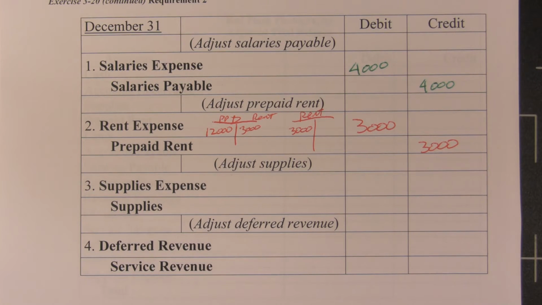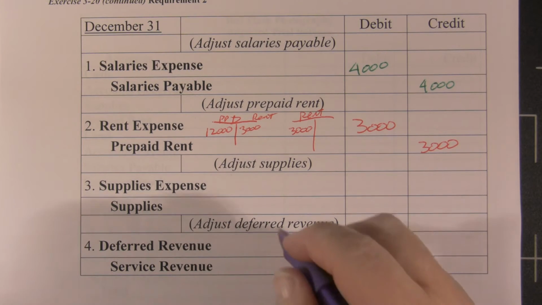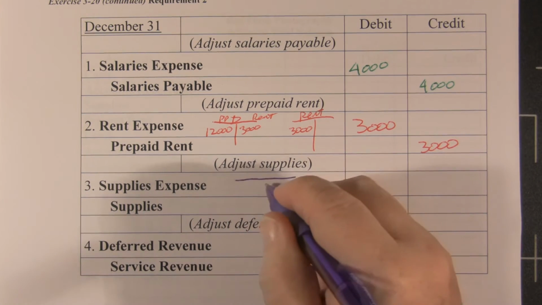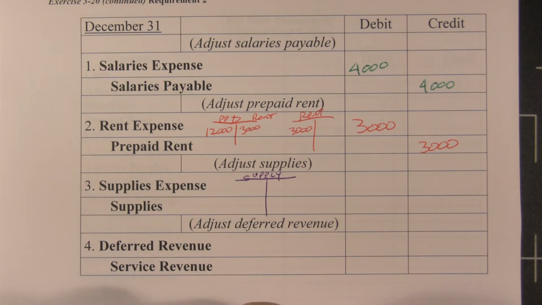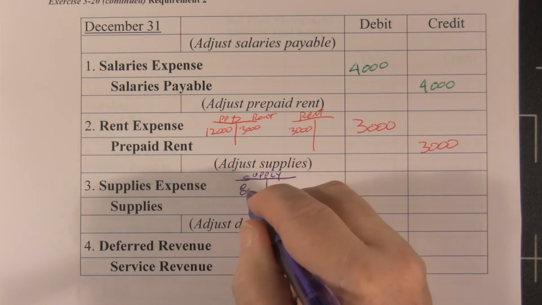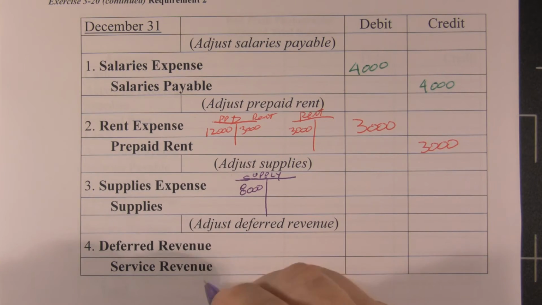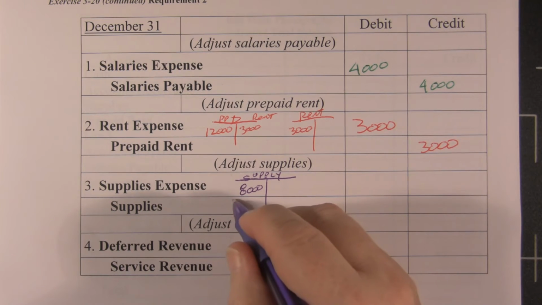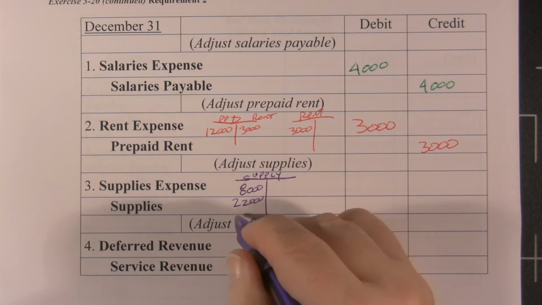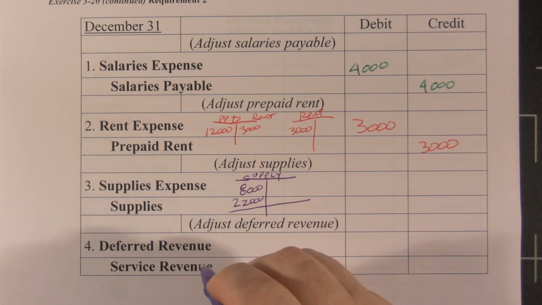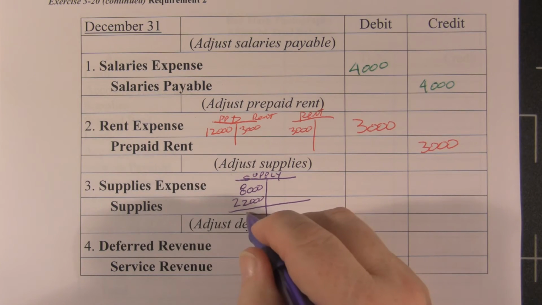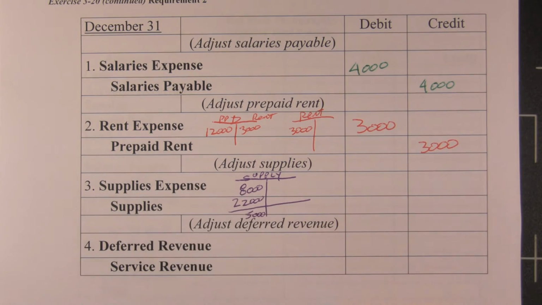Now, supply expense, we have to go through and take a look at what our supplies were. We have to look at our supply account. And our supply account, if you remember, we had a beginning supplies of $8,000. And during the year, we bought $22,000. And at the end of the year, they tell us that we have $5,000 left. So that's what we have left.